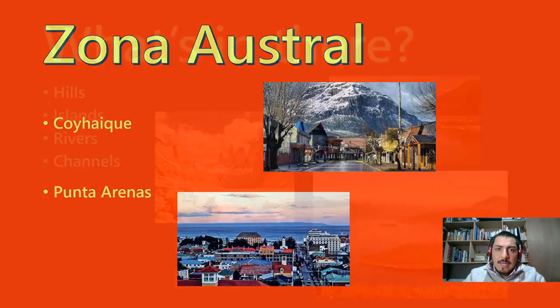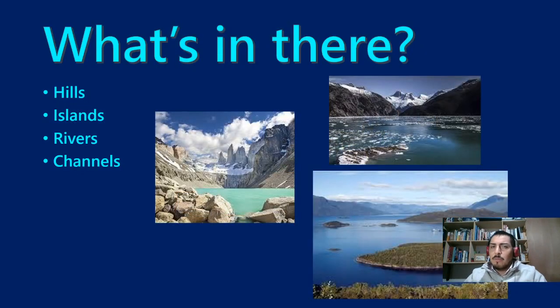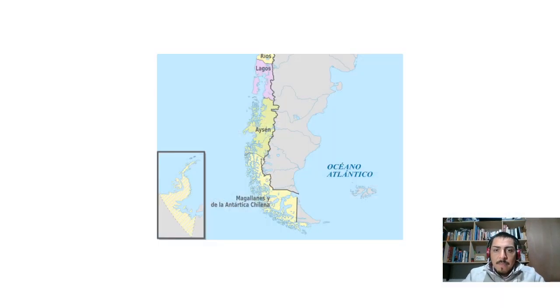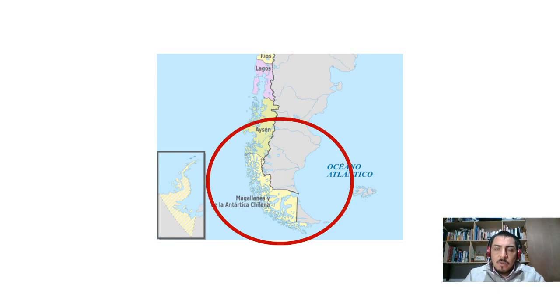Good. And what do the people in Punta Arenas and Coyhaique see there? Well, they see these beautiful landscapes as well, one of the most beautiful landscapes in Chile. They see hills, islands as well, a lot of rivers and channels because of the islands and because of the Cordillera de los Andes is prominent there. Good. And where's this Zona Austral? Right there, close to the Antarctica.